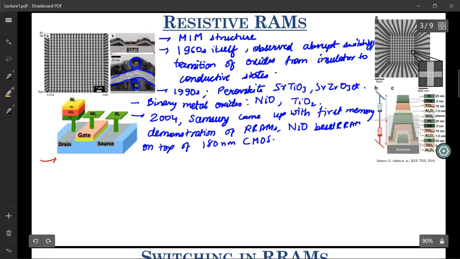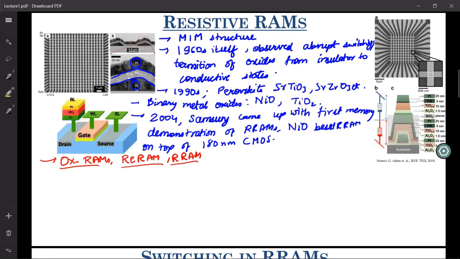So what are the common names of these resistive RAMs? In your papers, you'll find RRAMs as one of the common names. Then you'll also find oxide-based RAMs, or OXRAMs, or even an acronym which is ReRAM. RRAM is always there. You'll find that these kinds of devices are common in your research papers by these 3 acronyms.